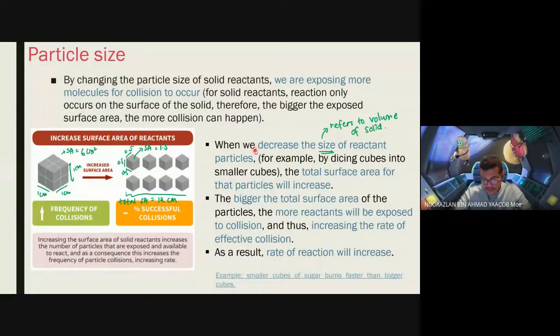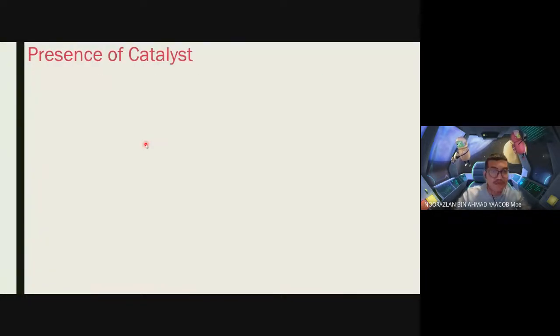Right? Setakat ni ada soalan tak tentang particle size? Anyone have any questions regarding this? Tiada. Okay. So now let's have a look at the last part, which is the presence of a catalyst.